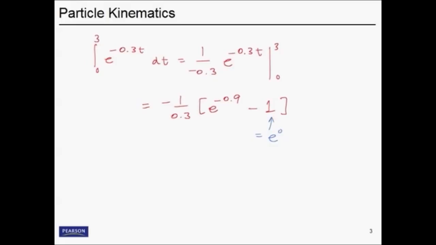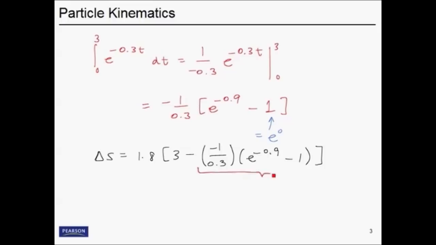Okay, so if we do all that and we substitute it back into the original equation for delta s, we get delta s is equal to 1.8 times the bracket, it's 3 minus 1 over 0.3 times (e to the minus 0.9 minus 1), there's the square bracket, and if we start doing the calculation, we can figure out that this term right here is about equal to 1.98.